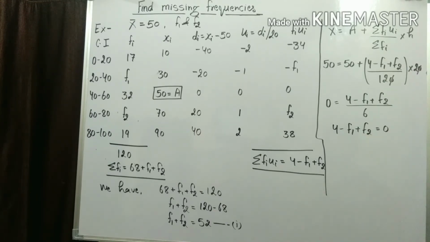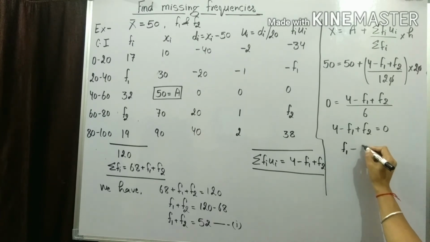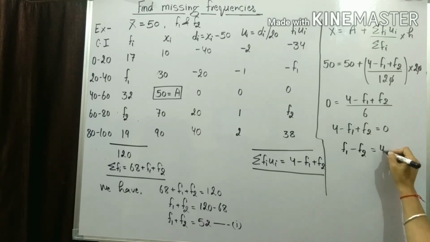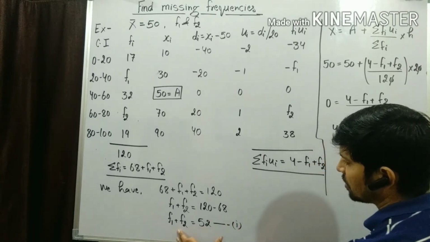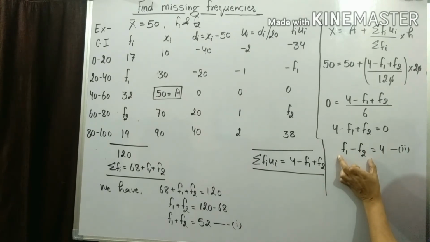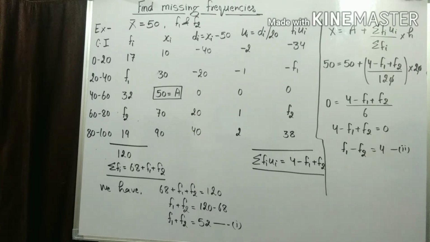So from this we got another equation. This is f1 minus f2 equals 4. This is the second equation. Now we have two equations. The first equation is f1 plus f2 equals 52 and the second equation is f1 minus f2 equals 4. Now on solving these two equations, we can determine the values of f1 and f2.